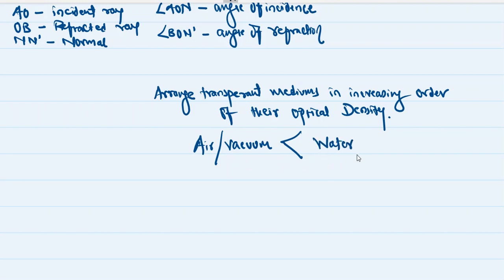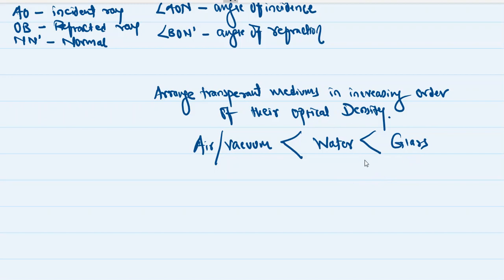Then comes water. Water has a little more optical density than air or vacuum. That means the speed of light reduces as the light enters from air or vacuum to water. And then comes glass. Glass is a transparent medium which has optical density greater than water and of course greater than air or vacuum. It has the greatest optical density. That means the speed of light in glass is the least, right?